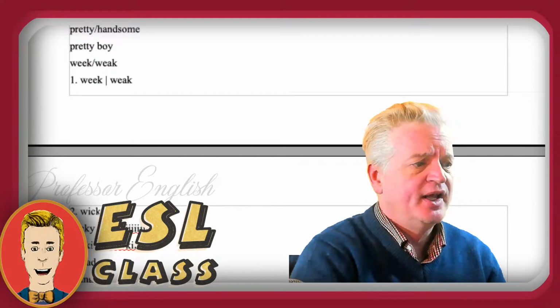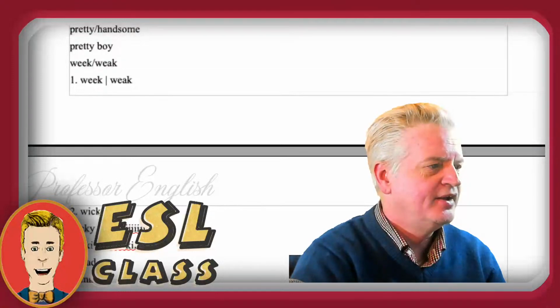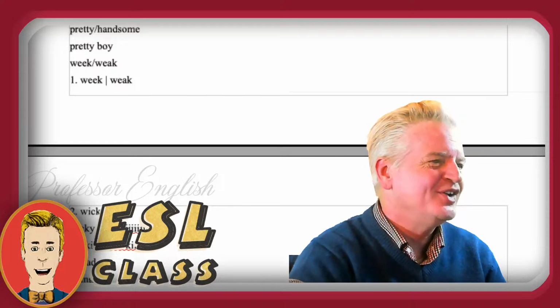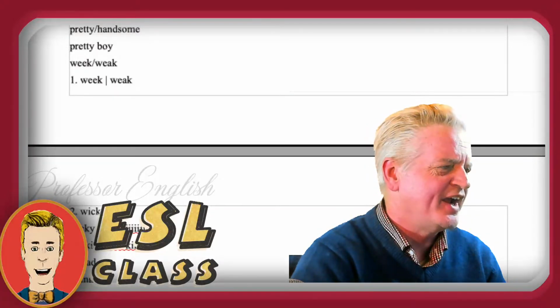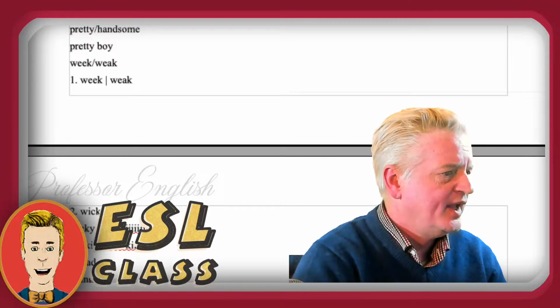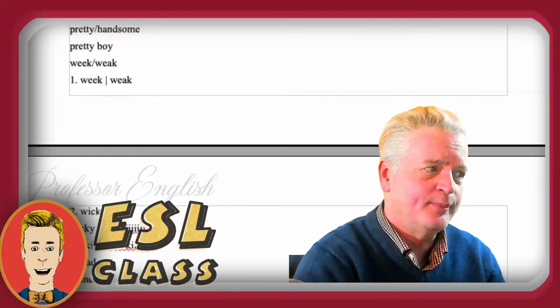Okay, so it could be like, let me find a picture here. Pretty boy. Let's find a pretty boy. I don't know. Oh gosh. But when you're doing it, you're saying that the person is attractive, but not in a masculine way, in a feminine way. And it could be an insult, it could be a compliment. It depends on who's saying it and how.